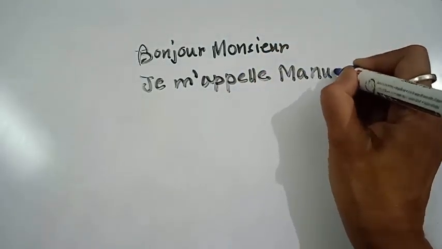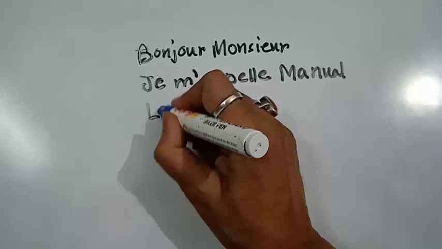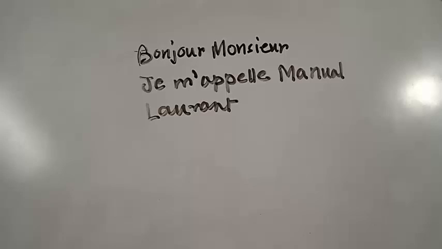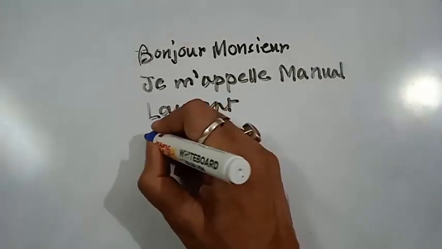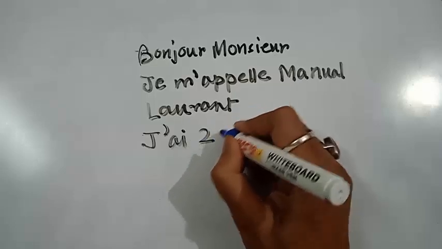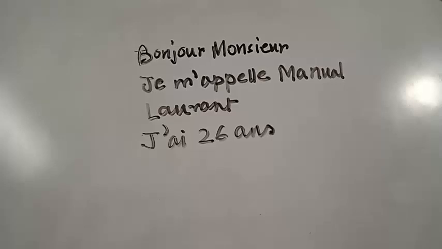Manuel. Je m'appelle Manuel. And the surname they can use. Je m'appelle Manuel Laurent. My name is Manuel Laurent. Okay. J'ai 26 ans. That means I am 26 years old.